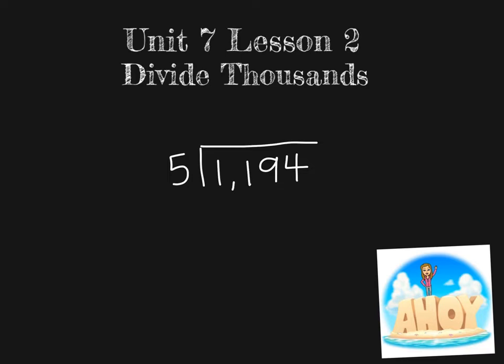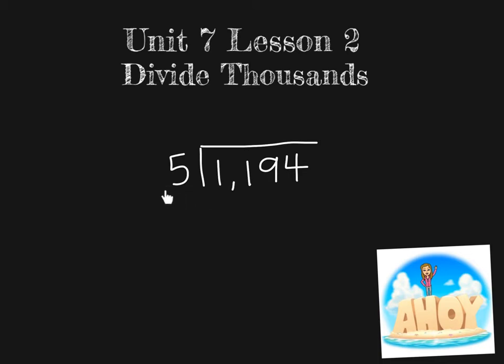If you've made it this far, that means you made it past the first challenging lesson of long division. Congratulations, and welcome to the additional challenge. Today we'll be dividing thousands. So the first example I have to show you today is the number 1,194 divided by 5.